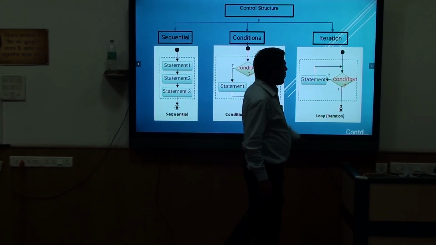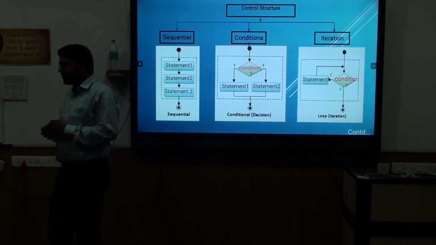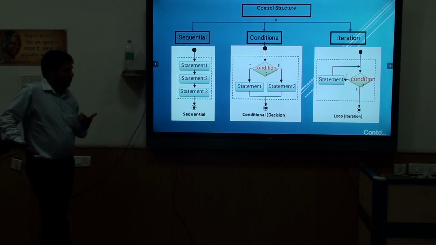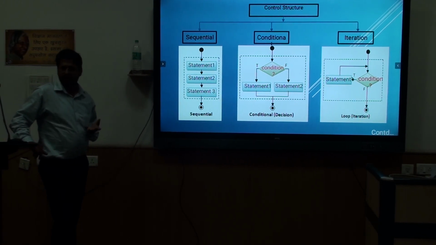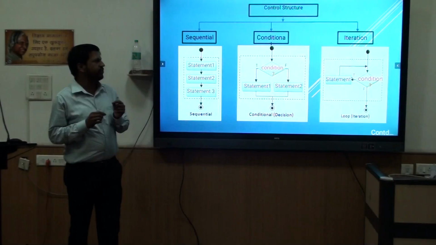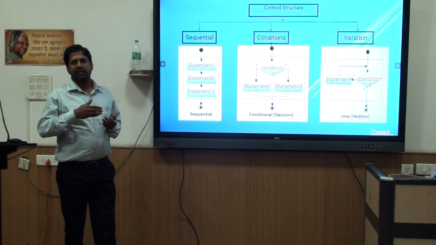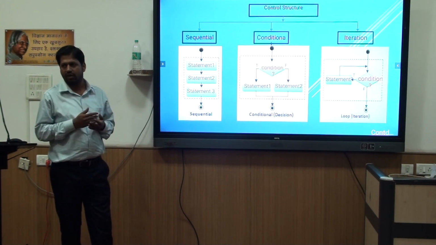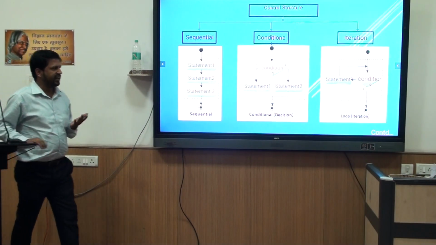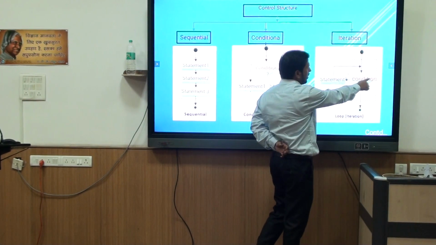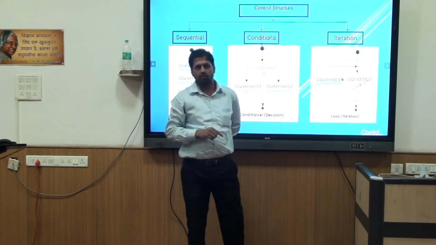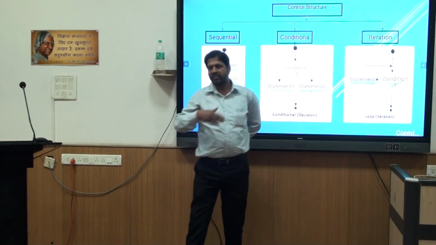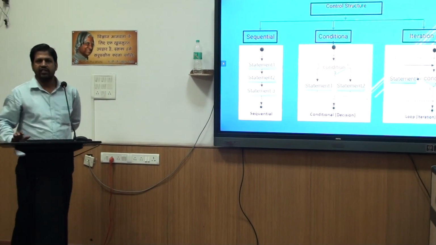Next is iteration. By iteration we mean that there are situations where we need to do the same thing again and again, like when writing a table or calculating the factorial of a number. For the factorial of 5, the multiplication activity is done again and again: 5 into 4, then into 3, and so on. So that we can put here: we will have some condition like number greater than or equal to 1, and we will have some statement, and it will be executed again and again until the condition becomes false.